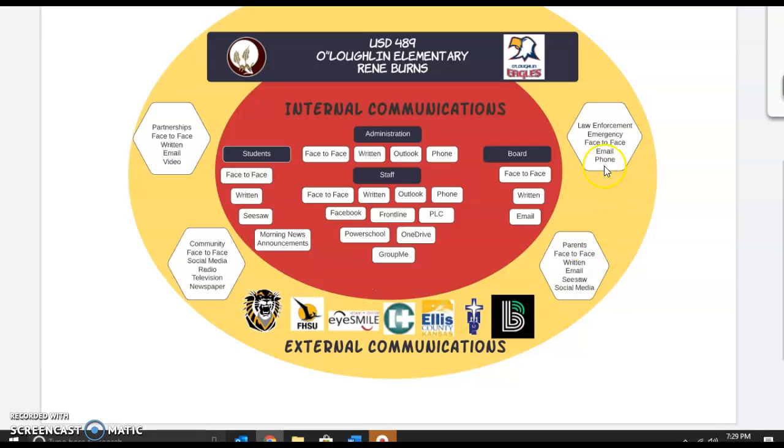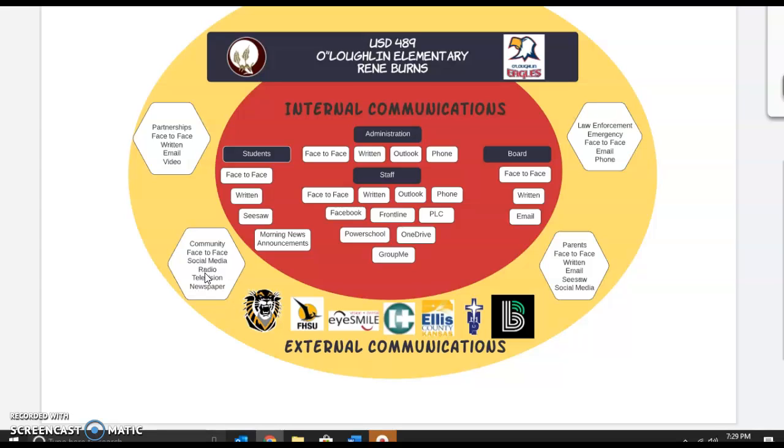So coming over here onto the sides, I have our partnerships. Definitely communicate face to face often, but majority of it is happening written and email. And then we also, especially with Fort Hays, do a lot of video communications. And then with our community, just in general, face to face, social media, and we do that a lot with various platforms. So Facebook, Instagram, Twitter.